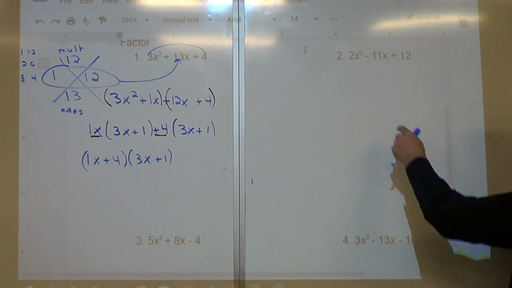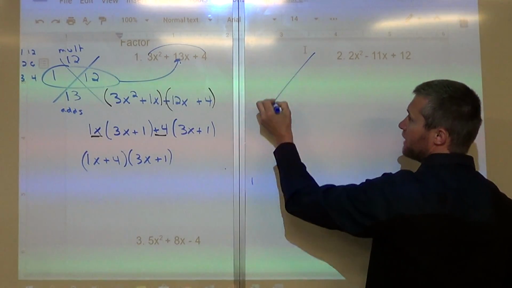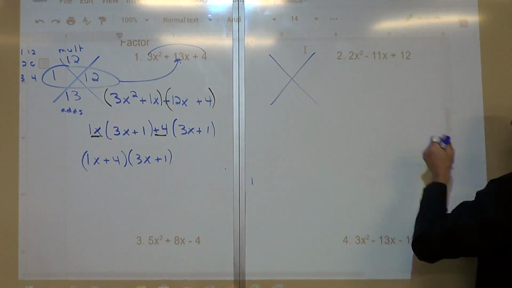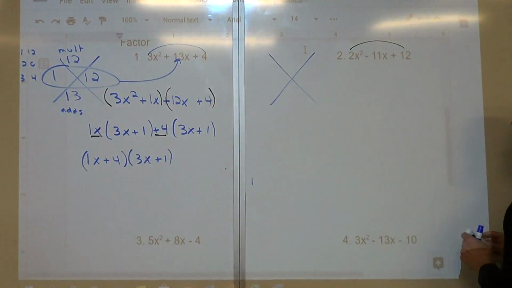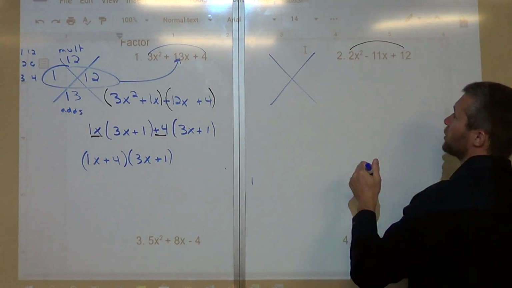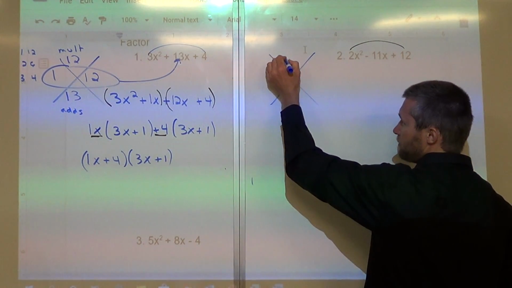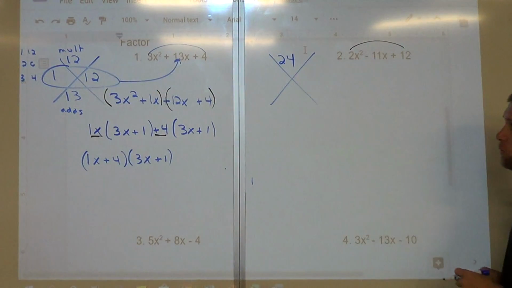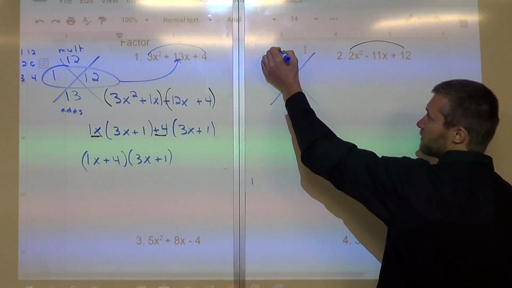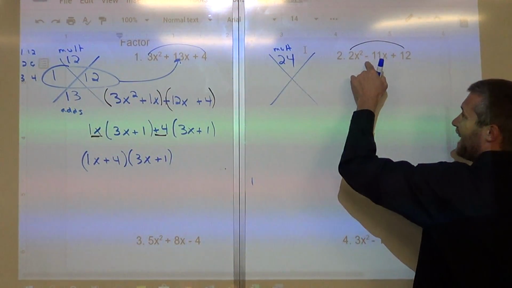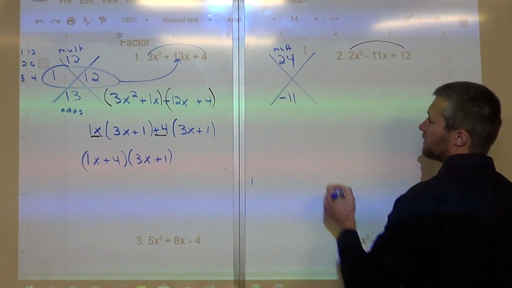So we come to number 2. We want to factor by grouping. So we're going to multiply our first number, 2, times our last number of 12. So 2 times 12 is 24. So we want to know what multiplies to positive 24 and adds to negative 11.